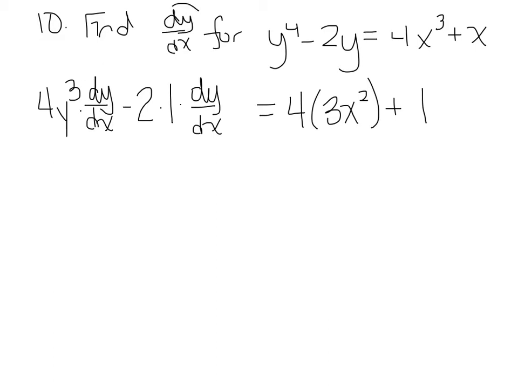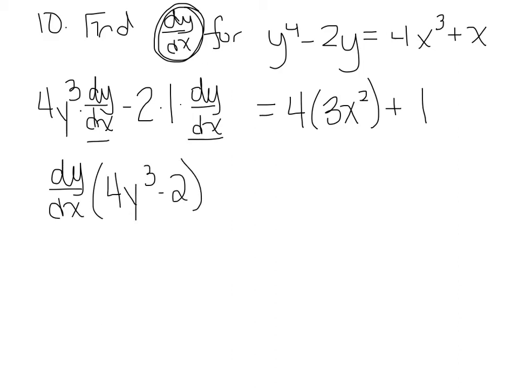And now remember your goal is to solve for dy/dx. And over here you have a dy/dx in both terms, so I'm going to take that out of both terms. So I'm left with a 4y cubed minus 2, and that's all equal to 12x squared plus 1.